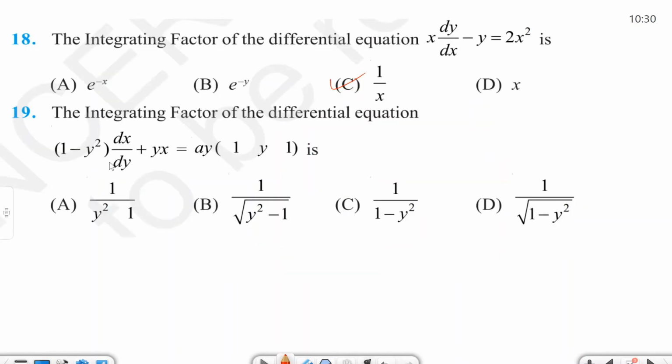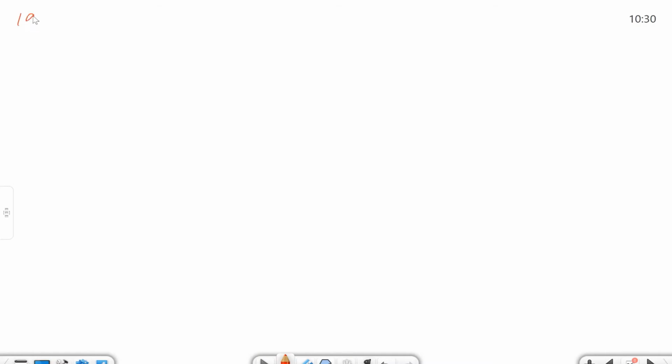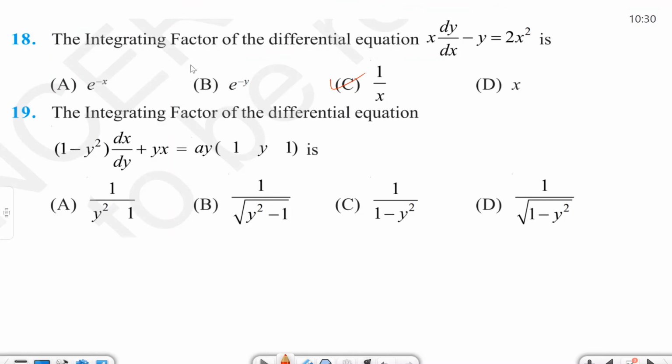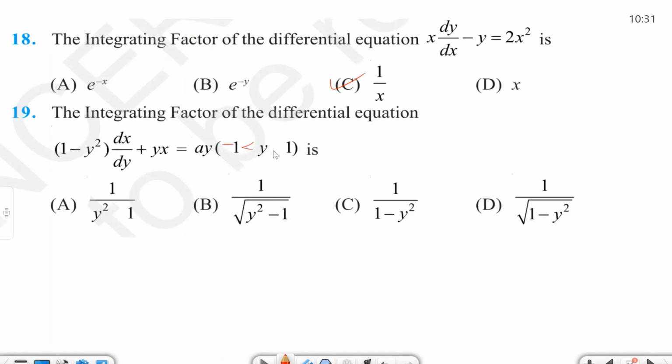So now come to question number 19. First write the equation. The equation is 1 minus y square dx/dy plus yx is equal to ay. And it is not printed here, actually y lies between -1 and 1, that is the point.